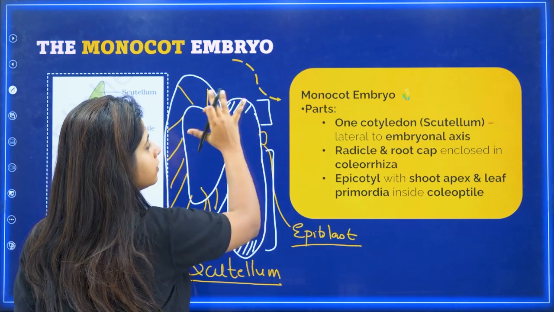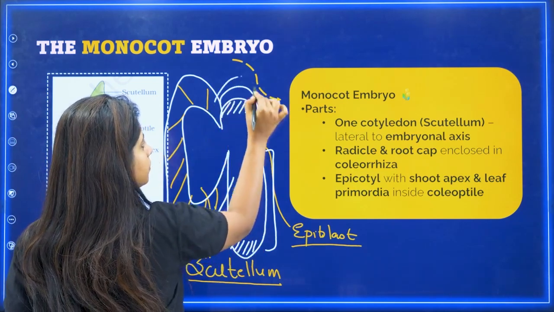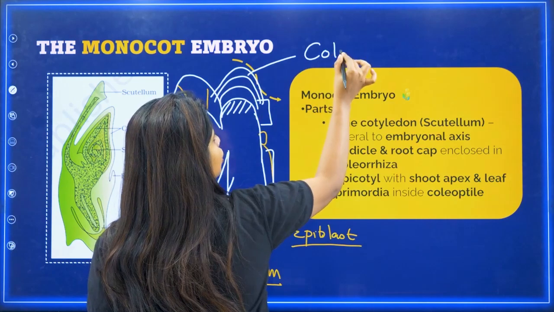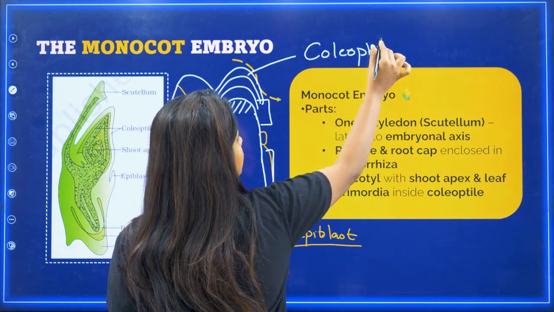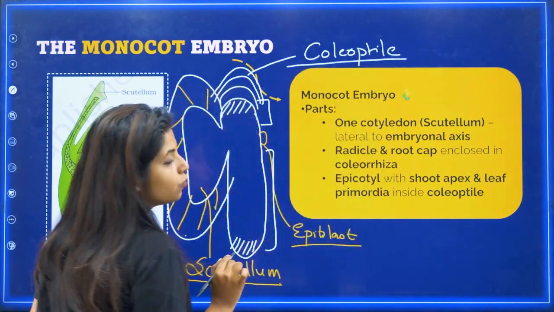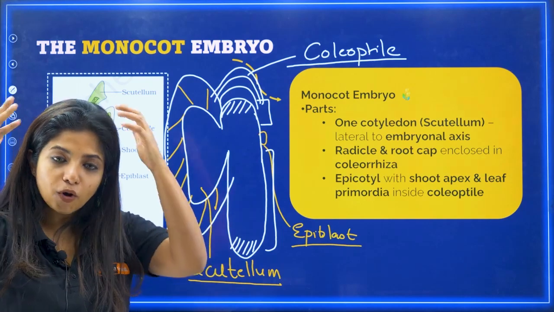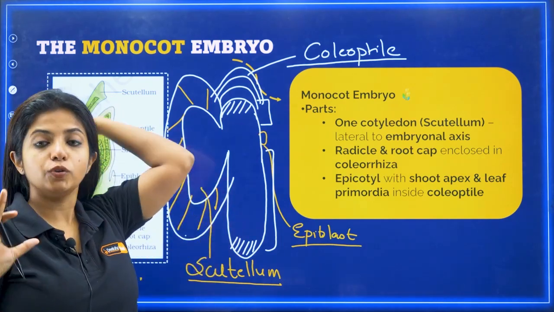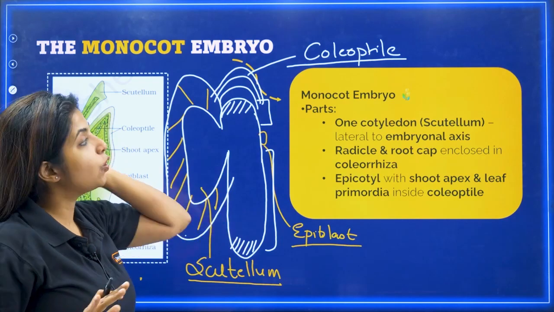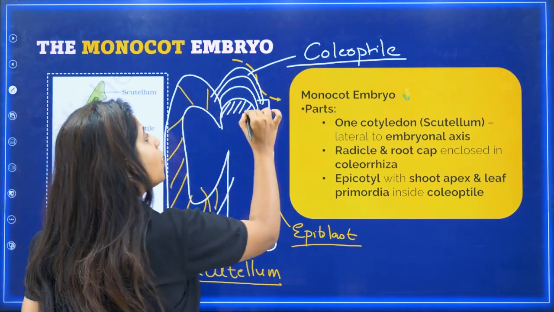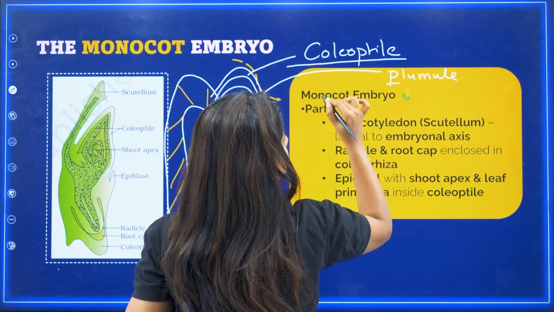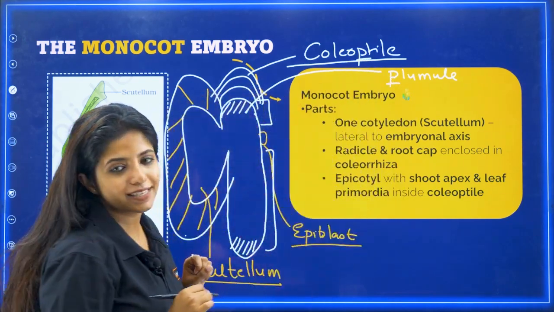Basically, to cover the plumule, they have a leaf primordium which is known as coleoptile. Coleoptile. I know it might be difficult for you to remember all of the terms very soon, but I'm telling you, it is going to be easy if you listen to me carefully. So this is coleoptile, and how do you know it's on the plumule? Plumule is from the letter P. Here coleoptile also has the letter P.